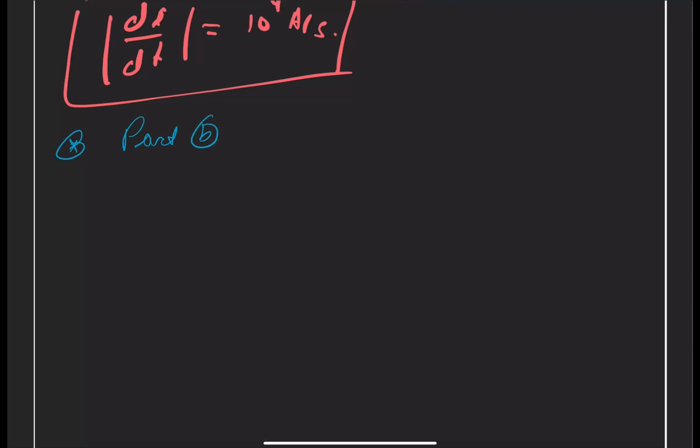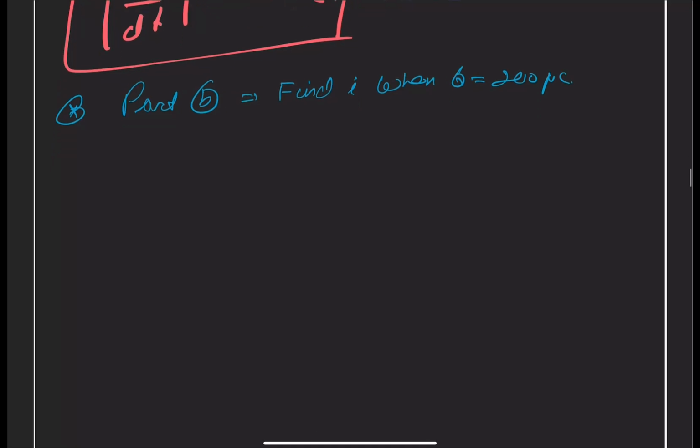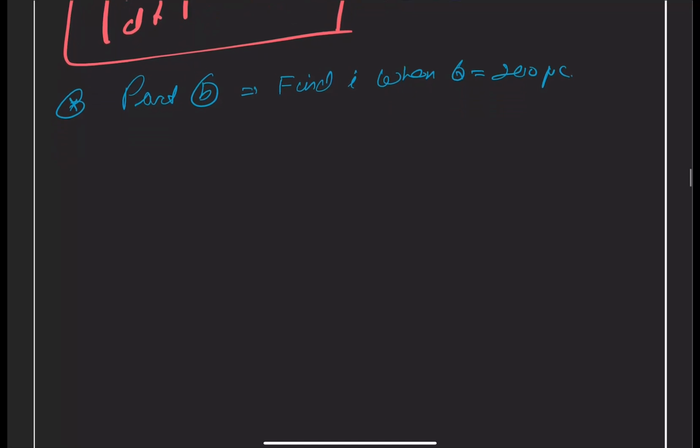It is asked that find I when Q is 200 microcoulomb, and the 200 microcoulomb is nothing but the maximum charge. Okay. So we can see at Q is equal to Q max, I is equal to minus omega Q max, and we have sine omega t.